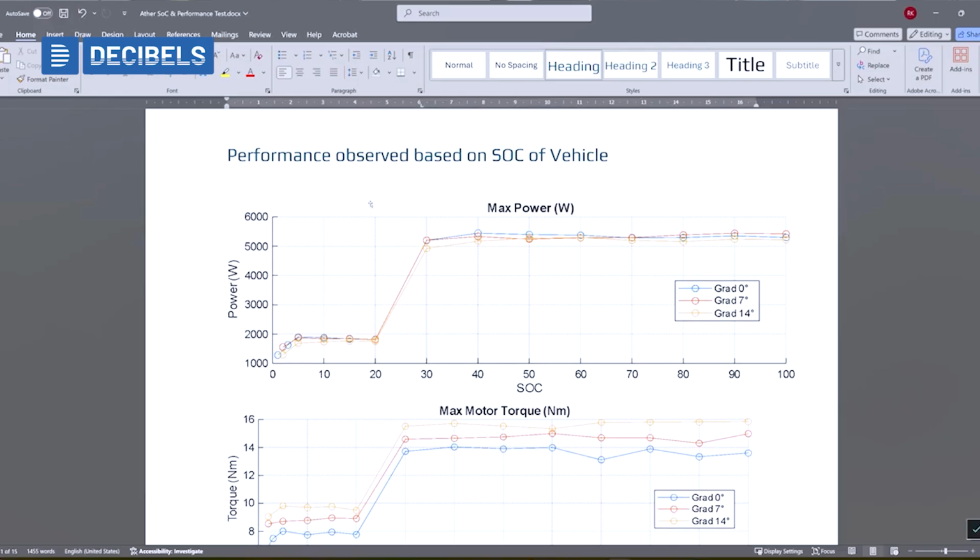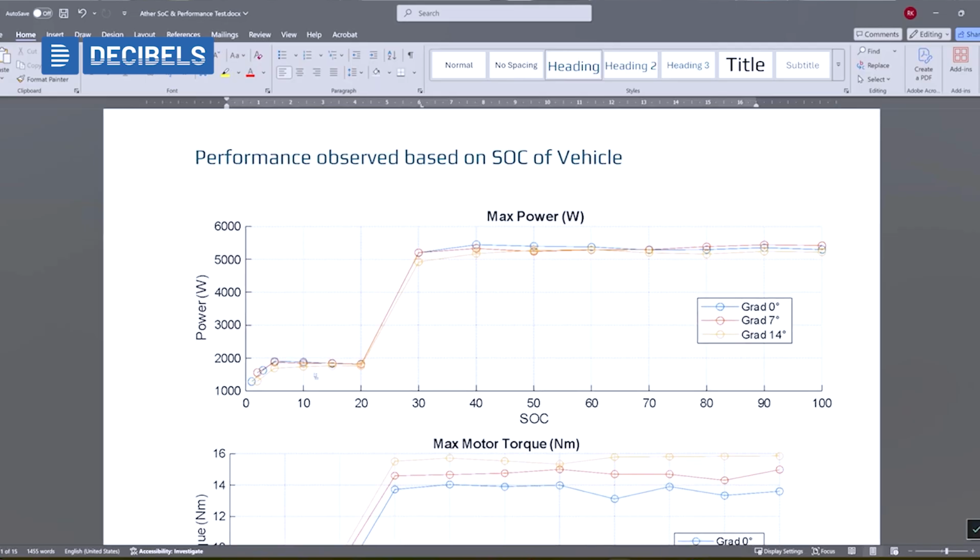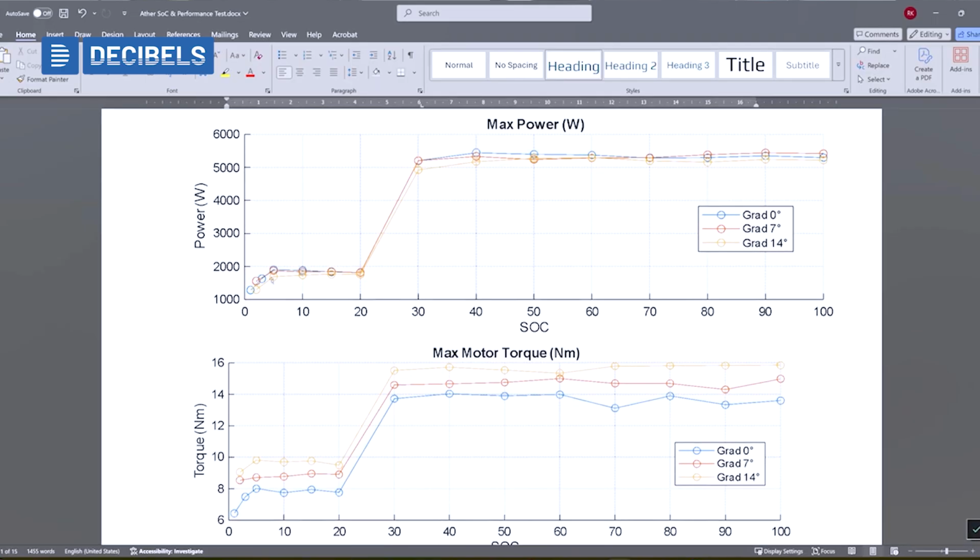We have also concluded the power observations for different gradients and different SOCs. Here on the x-axis we have the SOC, and on the y-axis we have the power. We can see the power that was observed for different gradients with respect to the SOC. When we come to the lower region of the SOC, we can see a decrease in the power. Until 30%, it maintains a constant power. Because of the mode switching, there is a drop.